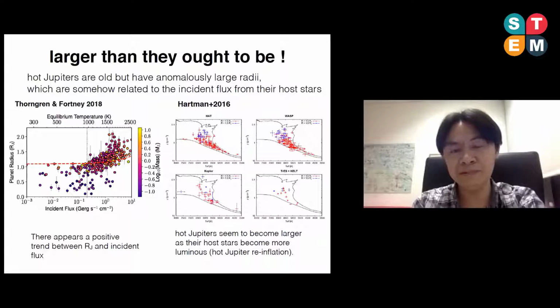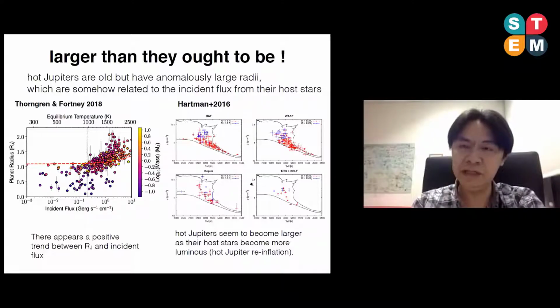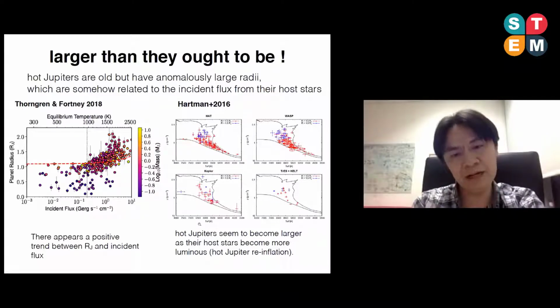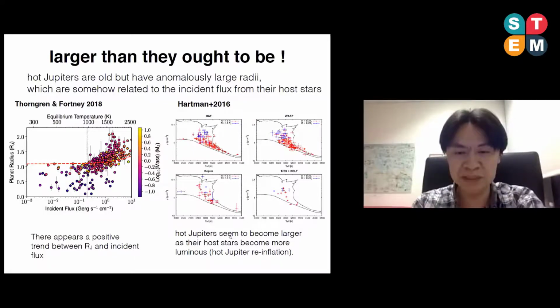It's quite old for a massive star. On the other hand, the red color is actually close to the isochrone corresponding to only about 200 million years. So in principle, you can see the transit data from different surveys indicate that the hot Jupiters seem to become larger and larger as their host stars age and become more luminous. So of course, that's a hint there's a correlation between the incident flux received by the planet and the planet radius. So this phenomenon is called hot Jupiter reinflation.